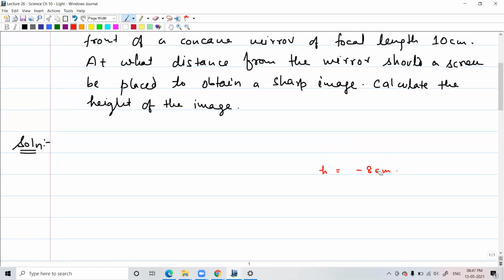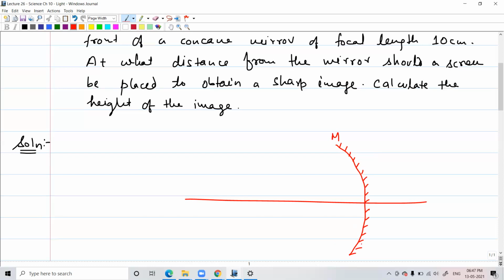Okay, fine. So I'll just solve it very quickly. Let's see how you did it, whether you did the same way. So what mirror is it? It's a concave mirror, right? So let's draw the concave mirror. So MN is the aperture, and here is your pole, and you will have a focus and center of curvature.